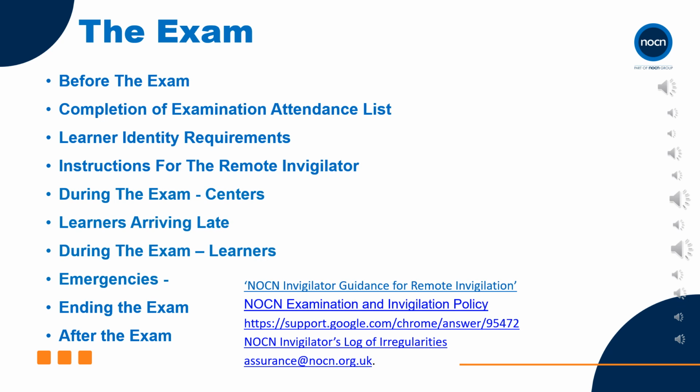The invigilator must check the spelling and accuracy of the learners' names. For remote invigilation, NOCN does not require learners to sign the examination attendance list, as this would not be possible, but learners must confirm their full name and attendance verbally on the recording of the exam session.